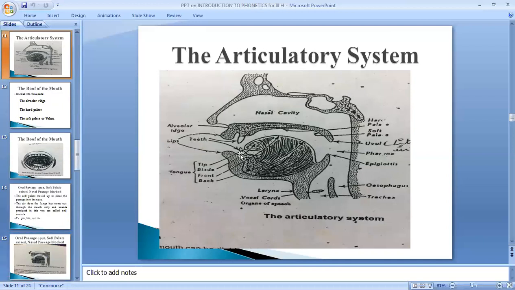Look at this picture. This is the oral tract and this is the nasal tract. There are two passages in the larynx: one is the nasal cavity and another one is the oral cavity. While producing oral sounds, we use the mouth and lips. These are all used while producing oral sounds.